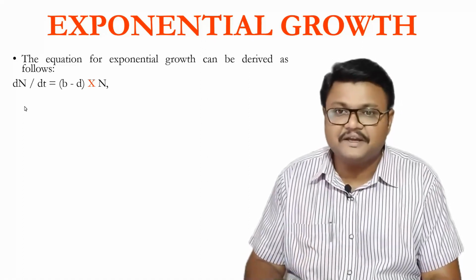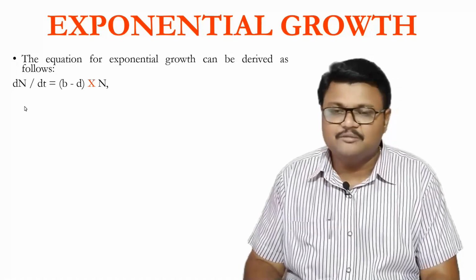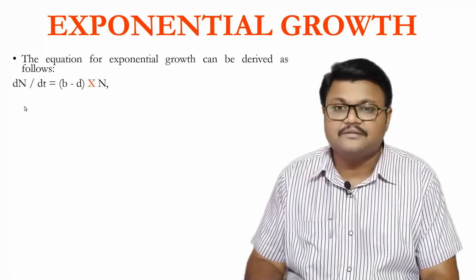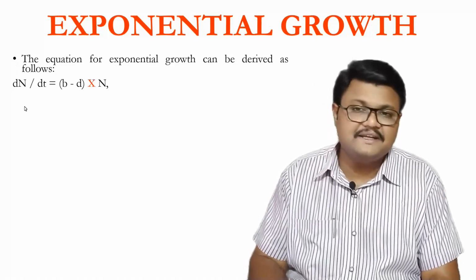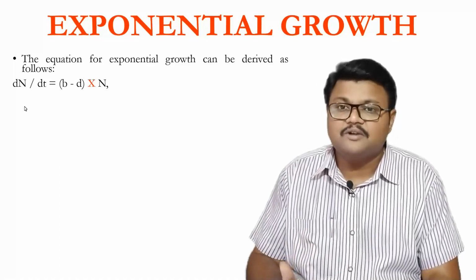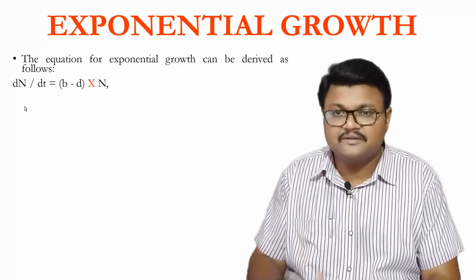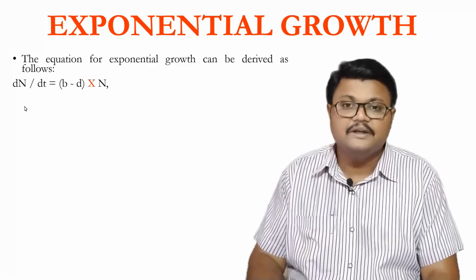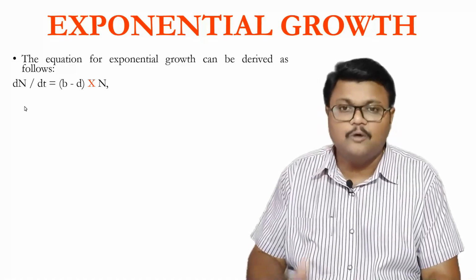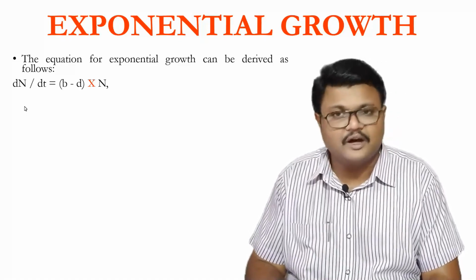Let me repeat it again, this equation can be given as dN by dt = (b - d) × N, where b minus d is nothing but the difference between the total number of births, or birth rate, minus the total number of deaths, or death rate, and N is the population number, how many organisms are present in that particular ecosystem or area.